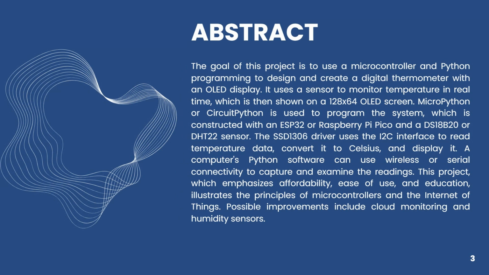The abstract. The goal of this project is to use a microcontroller and Python programming to design and create a digital thermometer with an OLED display. It uses a sensor to monitor temperature in real time, which is then shown on a 128 times 64 OLED screen. MicroPython or CircuitPython is used to program the system, which is constructed with an ESP32 or Raspberry Pi Pico and a DS18B20 or DHT22 sensor.